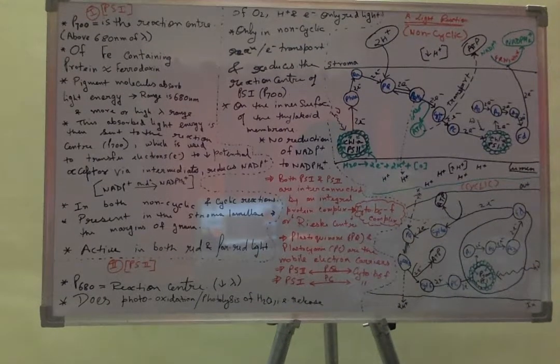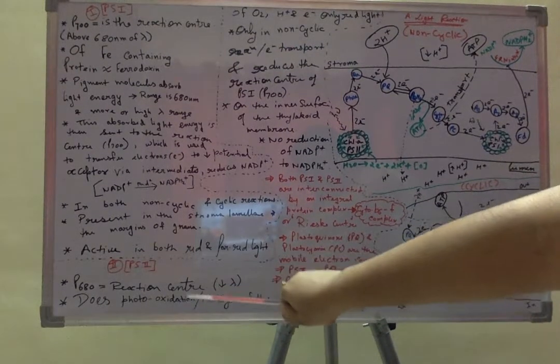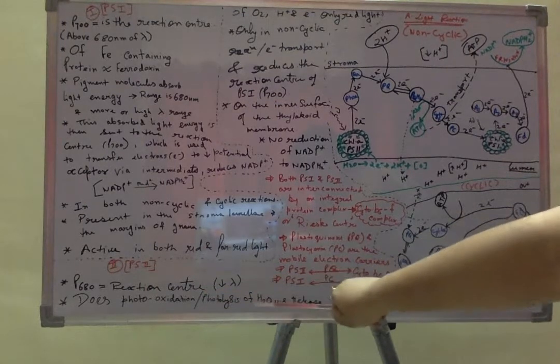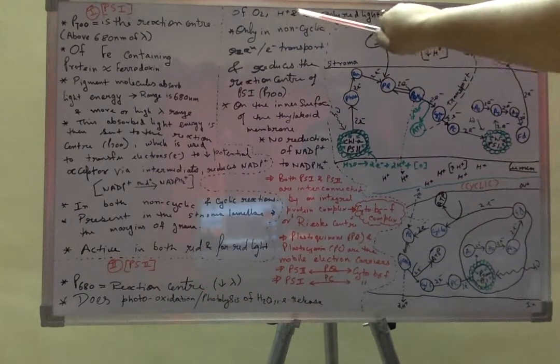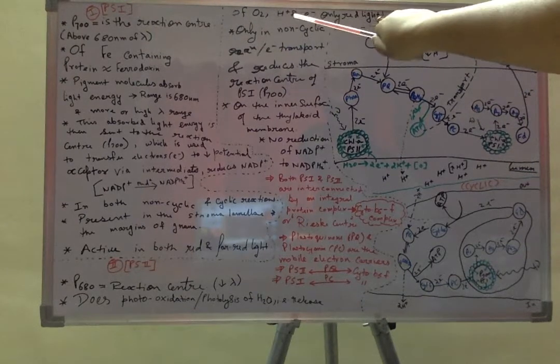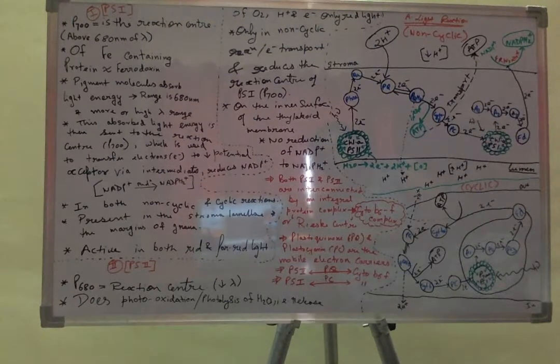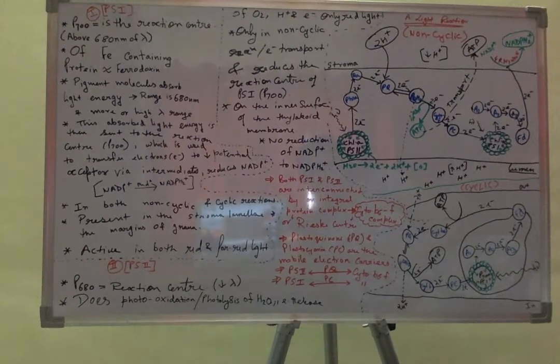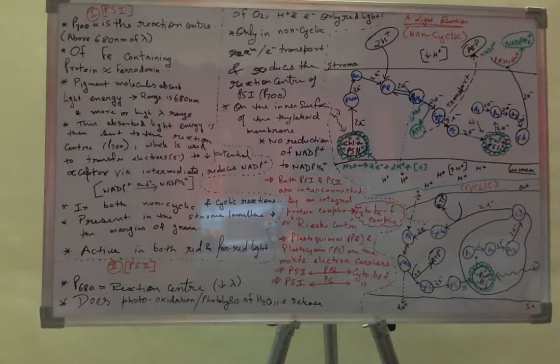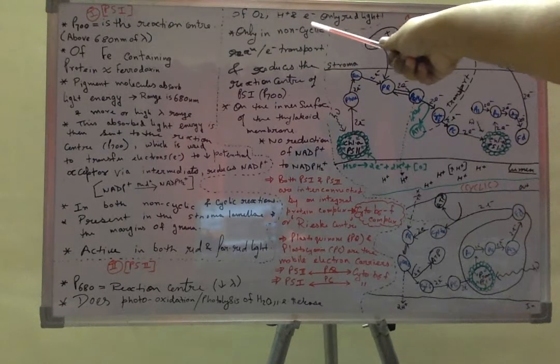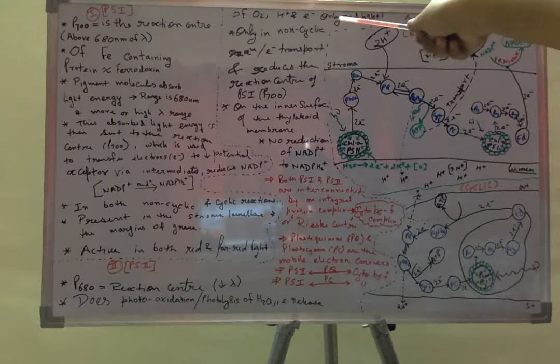The second point is PS2 shows photooxidation or photolysis of water. That is the release of oxygen molecule, hydrogen ion or hydronium ion or proton, and electrons. So this particular point is important, and this is the distinguishing feature of PS2. That is, it is known to show the reaction commonly known as photooxidation or photolysis of water to release oxygen molecule, hydronium ion or H plus or proton, and electrons.